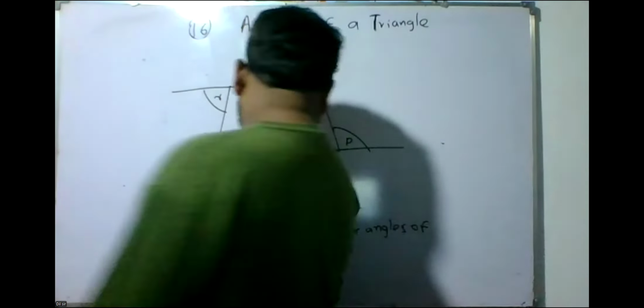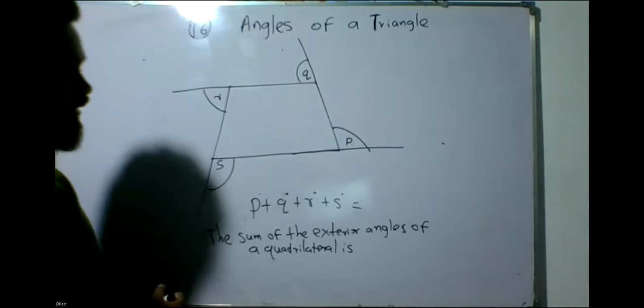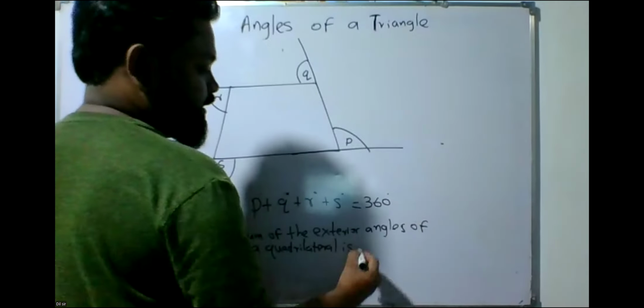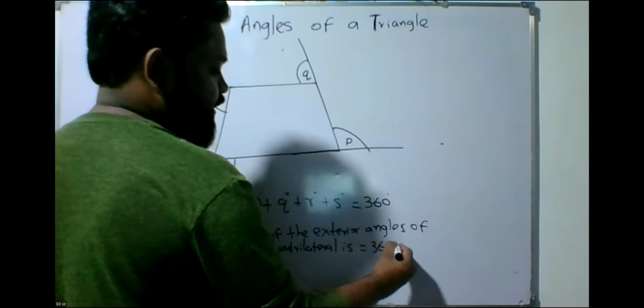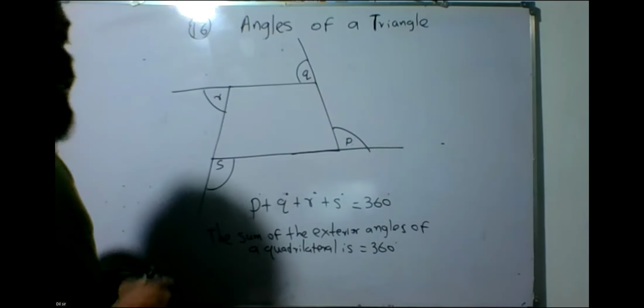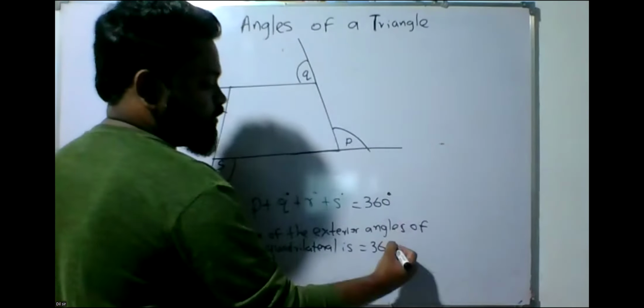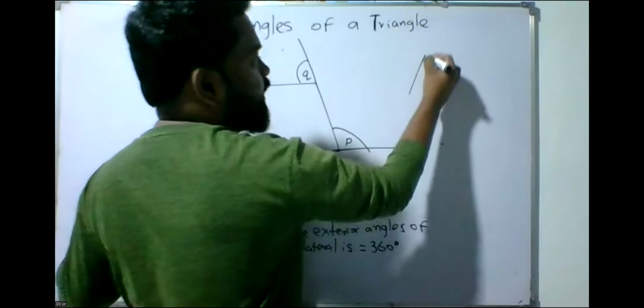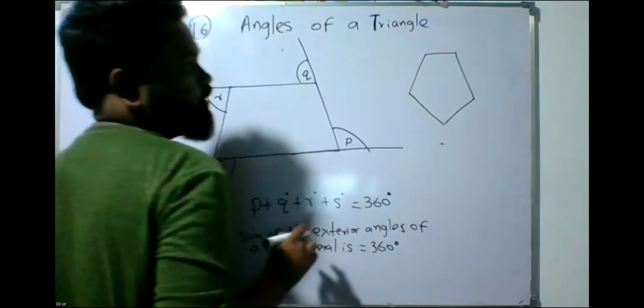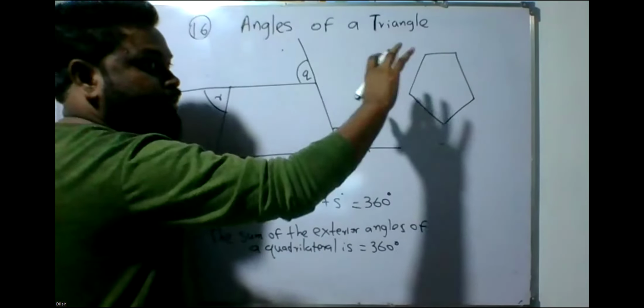The sum of the exterior angles of a quadrilateral is also 360 degrees, just like a triangle. So for this, the sum of interior 4 and exterior 4 gives the same answer. Not only this, my dear, when we take a pentagon, what is a pentagon? A polygon with 5 sides. Its 5 exterior angles also add up to 360.